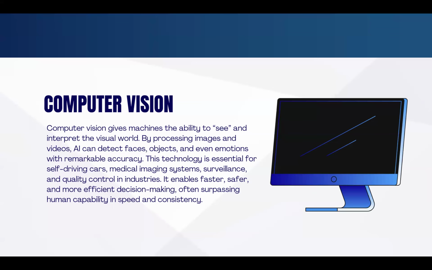Now, the same technologies are being used for self-driving cars, medical imaging systems, surveillance, and quality control in industries as well. It is becoming very fast, safe, and more efficient decision making, because if a human was taking 5 hours to understand things, the machine can do it in 2 seconds or 5 seconds, depending on how accurately you have designed the system. So that's why computer vision is coming into all the industrial sectors very fast.